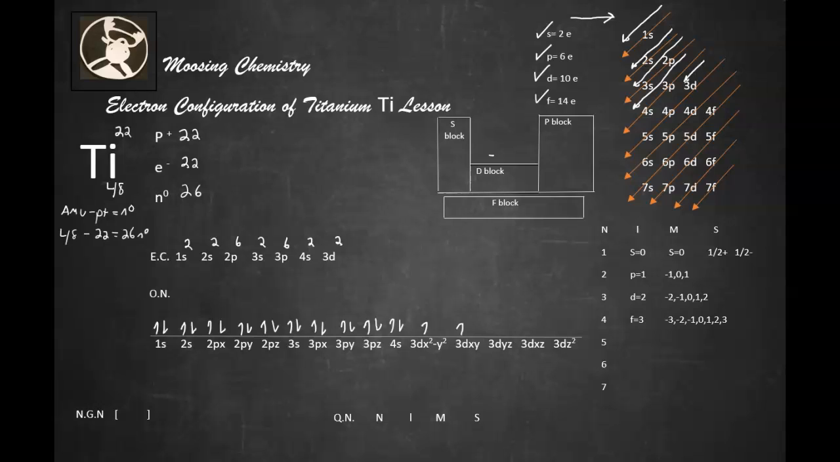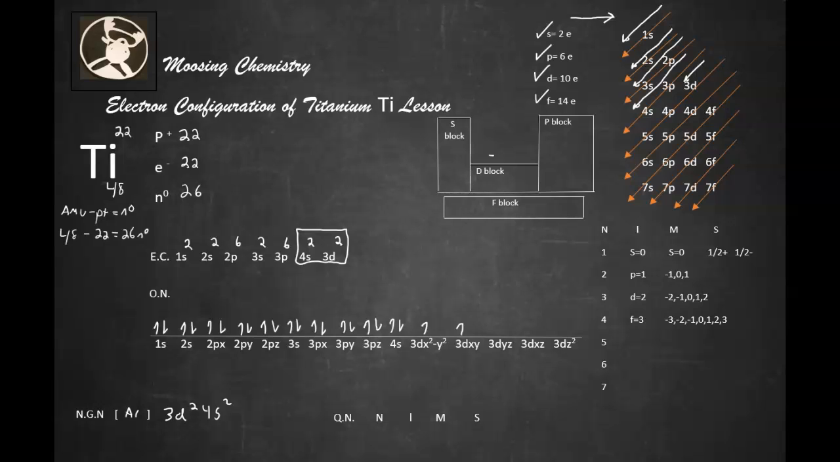Now let's look at our noble gas notation. The nearest noble gas to titanium is argon, so we're going to put argon in there. And then we're going to write our valence shell right beside it. And what's our valence shell? This right here, 4s2, 3d2. So we're going to write 3d2, 4s2, and we're going to put them in numerical order because that's the order.